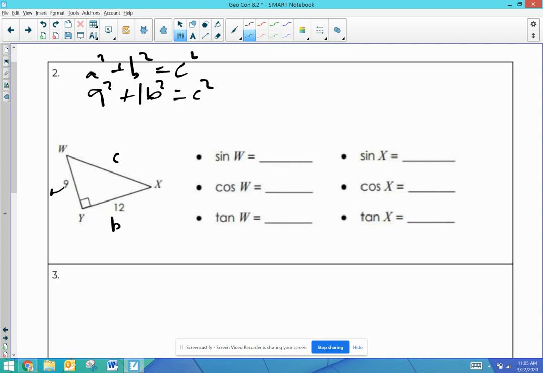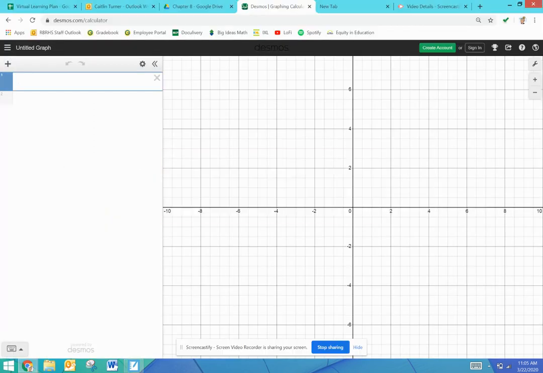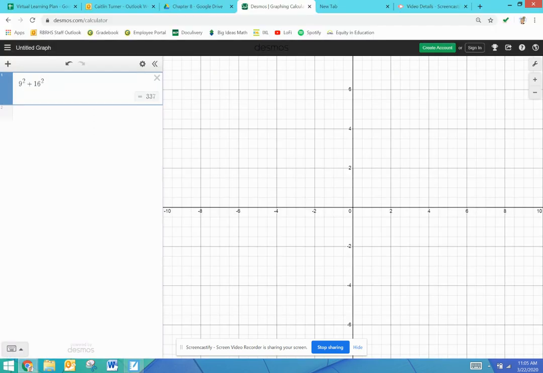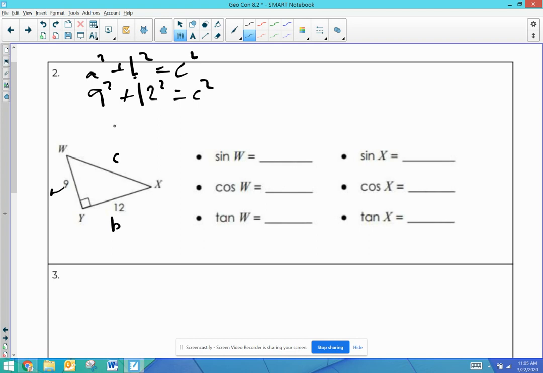And then I can take this into here, 9 squared plus 16 squared. Did I make that up? I did. It's 12 squared. Oh, 12 squared. And that gives me 225. So 225 equals c squared. That doesn't make sense for this side length. There's no way that's 225. That's not logical. So I know I need to take the square root.